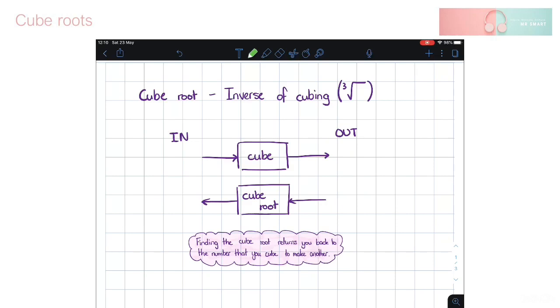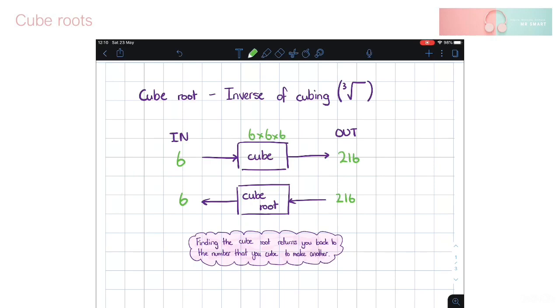So let's look at this function machine. We're going to put into this function machine the number 6, and the function is to cube it. So that means to multiply the number by itself, and then by itself again. So we've got 6 multiplied by 6, which is 36, multiplied by 6, and that gives me an answer of 216. Okay, so 6 cubed is 216, and cube rooting will return me back to the number that cubed to make that number in the first place. So if 216 goes into my function machine, the cube root of 216 is 6.